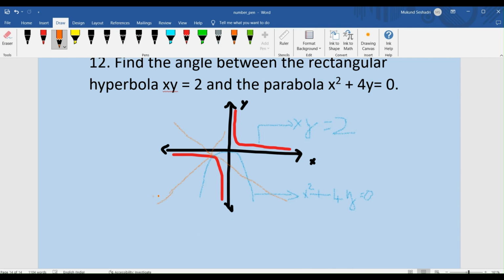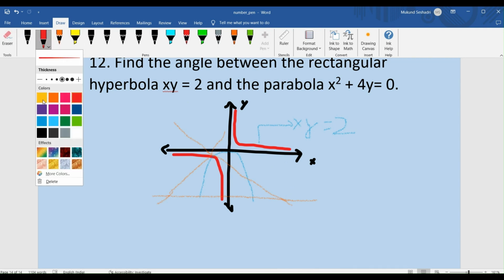So I'm going to do something like this. Let me erase these curves. Let me erase these equations. Let me also erase this. So now we have the tangents to the curve. Let me take a darker color. Probably I'll use black itself here.